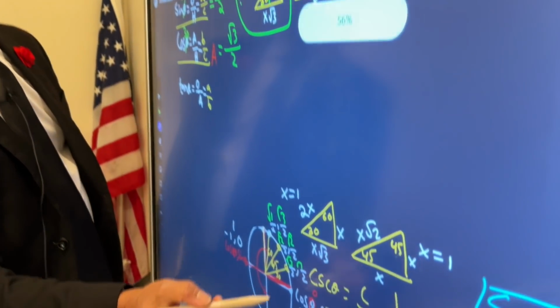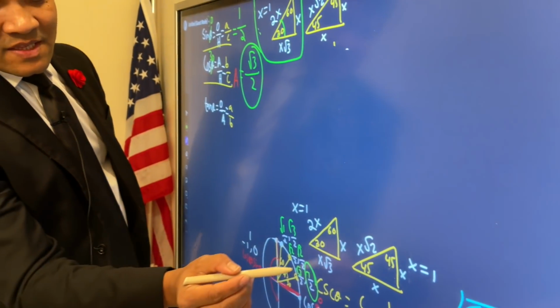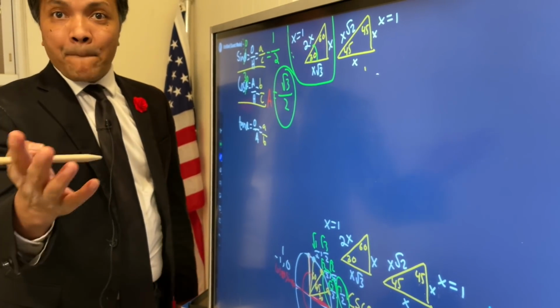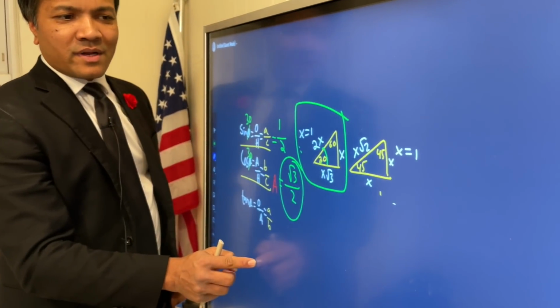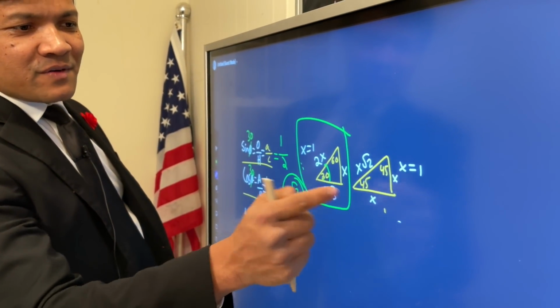Sine 30 degrees is half, and cosine 30 degrees is square root of 3 over 2. Magic.